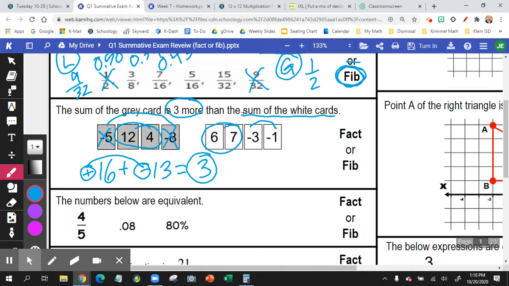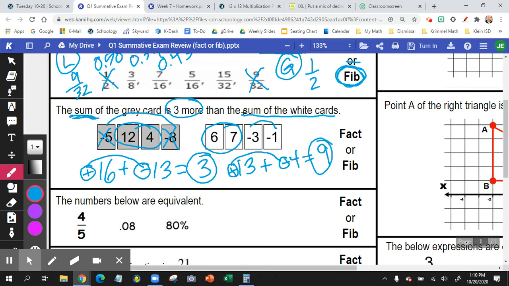Here we got 6 and 7, which is 13. 3 negatives and 1 negative together, which is going to be 4 negatives. So we look at our integer sign. We have more positives than negatives, and they're opposite, so we're going to subtract 13 minus 4, which is 9, and we have more positives, which is positive 9.